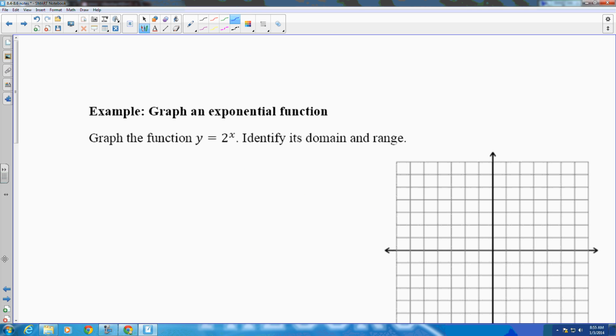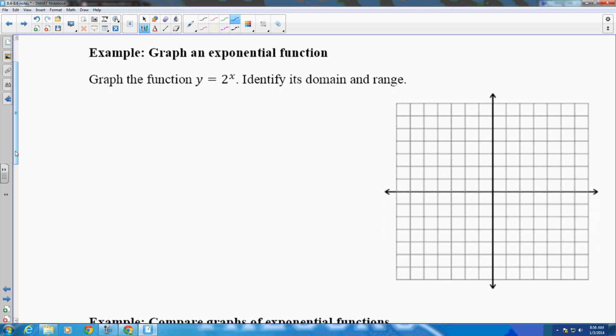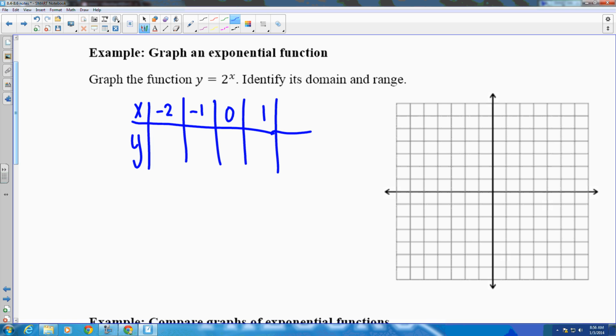Okay, now we're going to graph. We are given the rule, and we identify its domain and range. The first thing you're going to do is pick points, and 5 points is good. I'm always going to go from -2 to 2, and you just plug in those values for x. The first one is 1/4, second one's 1/2, 1, 2, and 4. You can just plug those in your calculator to figure out what the values are.